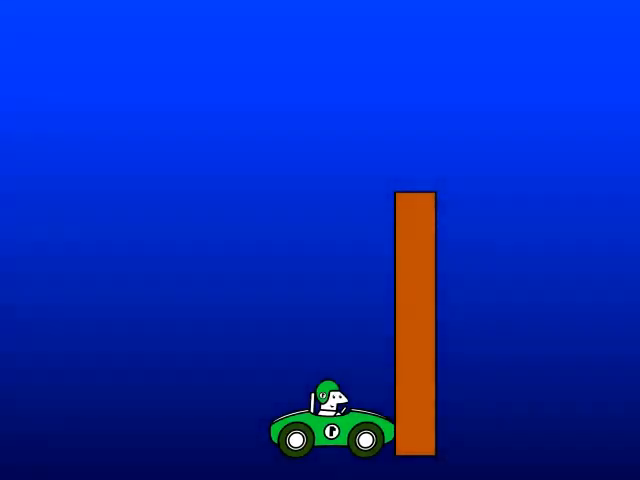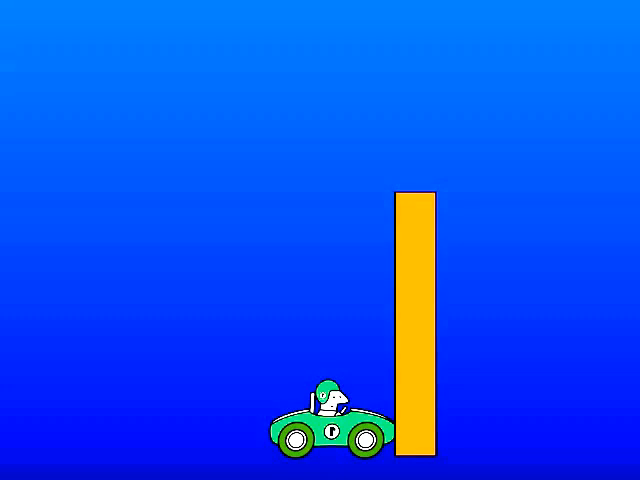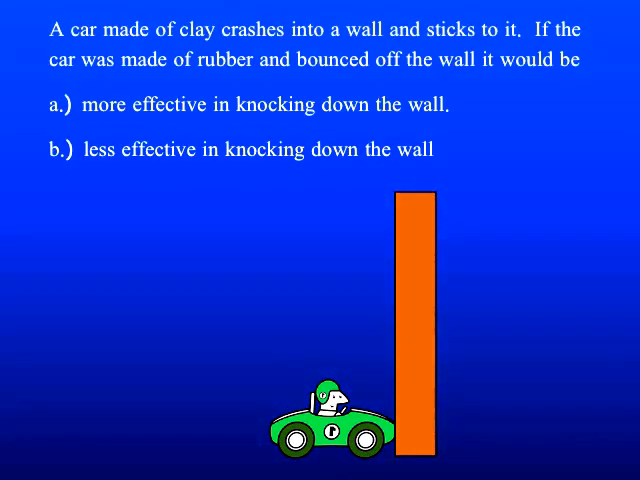Here a car hits a wall, but in this case the wall can move. Say the wall is on a frictionless surface or on wheels, or can simply be knocked over. If our car is made of clay and crashes into a wall and sticks to it, versus if the car is made of rubber and bounces off the wall, which is more effective? Is the rubber car bouncing off the wall more or less effective in pushing the wall back or knocking down the wall? Answer this question on a clicker.